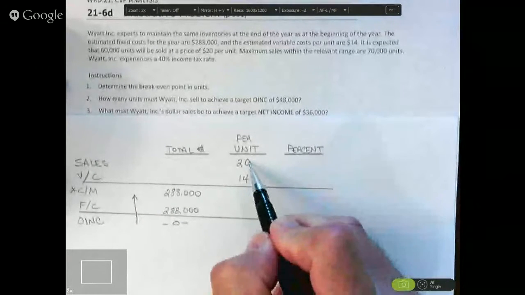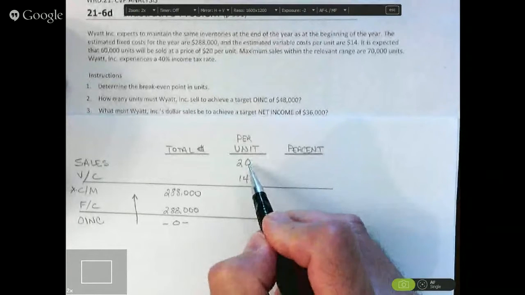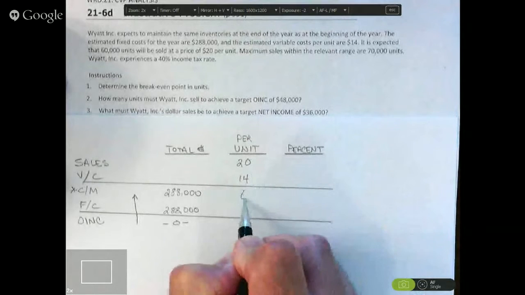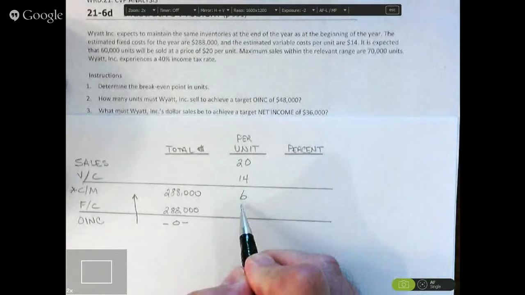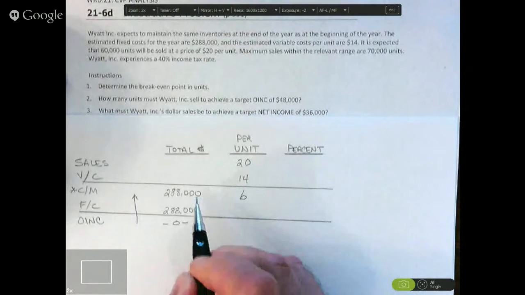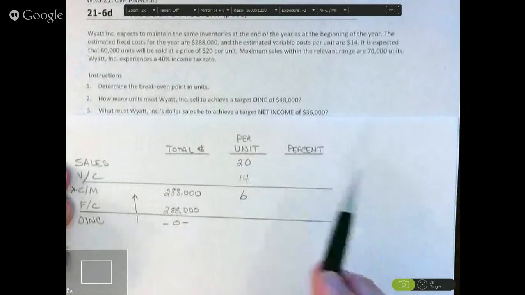Okay, now let's work on the per unit amounts. If each unit that we sell for $20 costs the business $14 to make, that means that the company, for every unit that it sells, has a contribution margin of 20 minus 14, or $6. That means every unit sold adds $6 to covering this contribution margin. So the question becomes, what is the break-even point in sales?